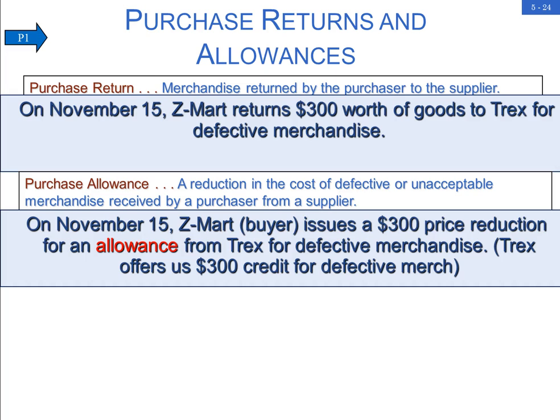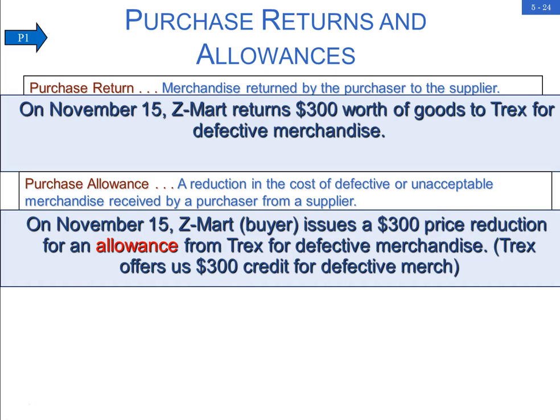Let's assume we purchase this, of course, on credit. Well, we no longer owe Trex, or we still owe Trex potentially, but we owe the company $300 less in both examples, right? We've returned $300 worth of goods in this one, so we're going to pay them $300 less. And in this one, they said, don't worry, just reduce your price by $300. That's what I mean by a $300 price reduction or an allowance. So how do we account for it?